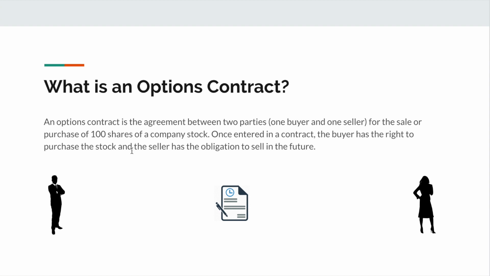The 100 shares are not actually owned by either party until the contract is executed. So when you're trading an options contract, you're only trading the value of the contract, not the actual stock itself. But the underlying stock's price can dictate the premium price of the option, and we'll explain what that is in the later chapters.